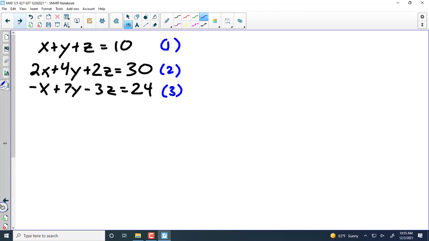X. You can get rid of x by adding which 2 equations together? 2 and 3. Say it again? 2 and 3. 1 and 3. Let's go 1 and 3. So I'm going to go 1 plus 3. Did you copy them down wrong? Yeah. That happens.